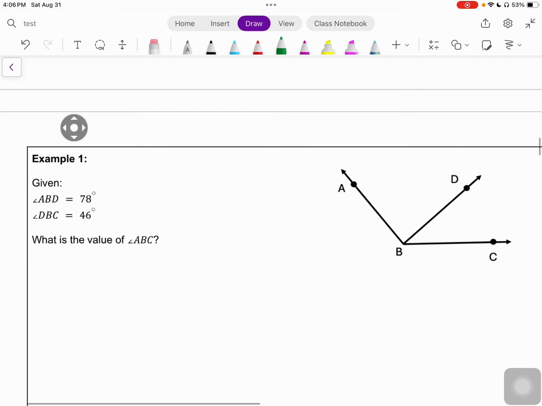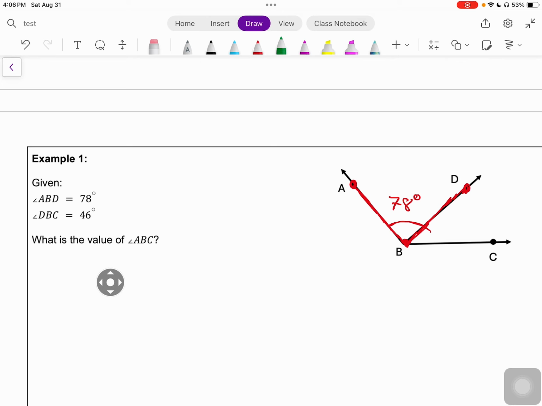There are a couple different angles over here, and it's going to be very important that we read and label correctly. So here we have angle ABD is 78 degrees. If I'm looking at this diagram here, point A, point B, and point D make up that angle. So what I know is that in between these two lines, this opening is 78 degrees. All right, so I'm going to label that. That's going to help us get set up for the next piece here.